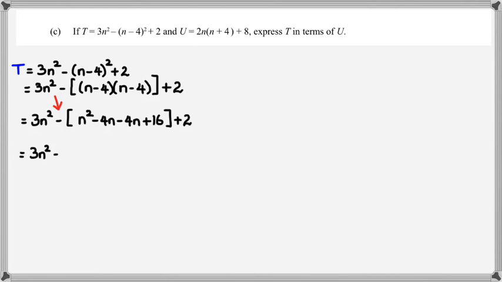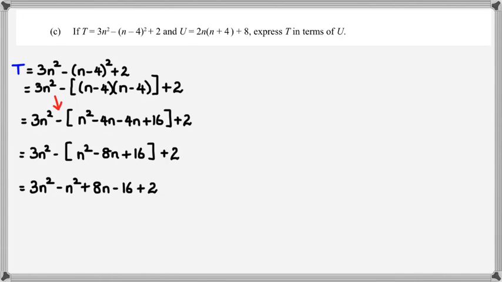All right, so from here we've got 3n squared. So taking out the big bracket, we've got minus n. No, I'm not doing that yet. I'm going to simplify this first. So minus 8n plus 16 plus 2. Now I want to get rid of the big bracket. So minus negative times n squared is negative n squared. Negative and negative 8n, which is positive 8n. Negative and positive 16 is negative 16 plus 2. So simplifying this, I have 2n squared plus 8n minus 14.